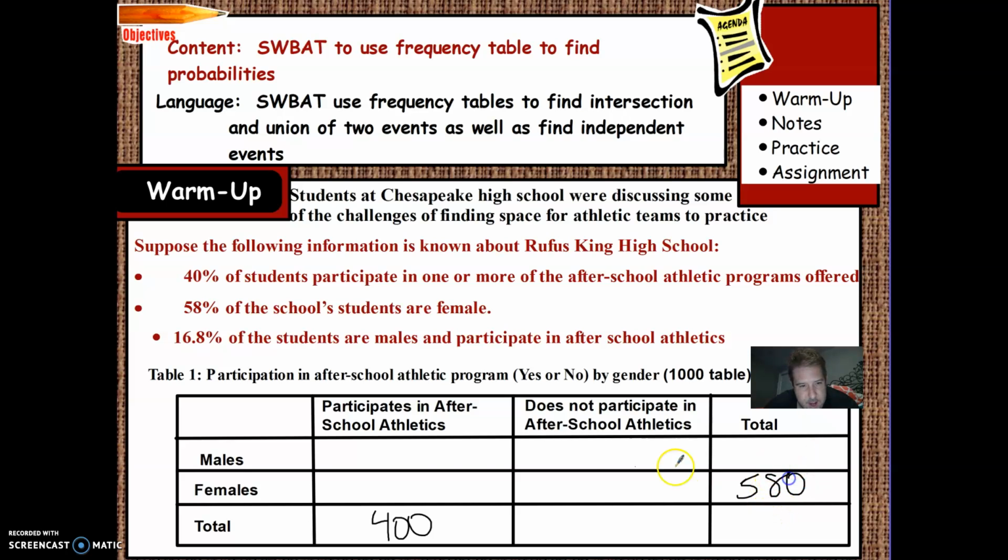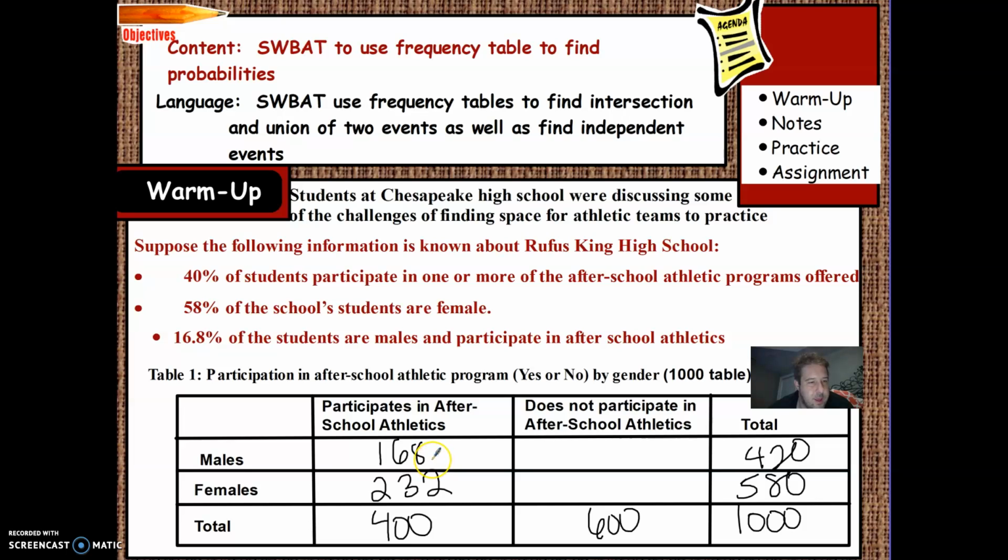So 580, and 168 of the students are males and participate in athletics. So that goes right here. So that means this number is going to be 232. Then keep in mind this is going to be a 1,000 table, so we know this is going to be 420, this is going to be 600, and then we can use subtraction for the rest. So if you subtract 420 minus the 168, that's going to give us our difference.